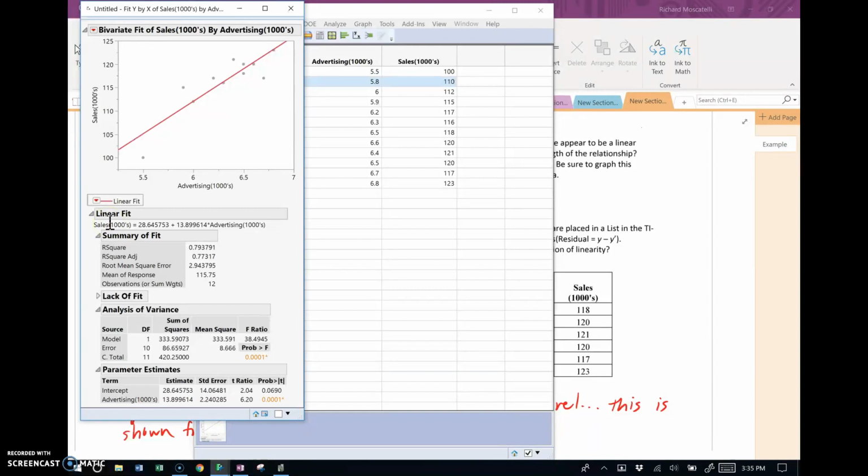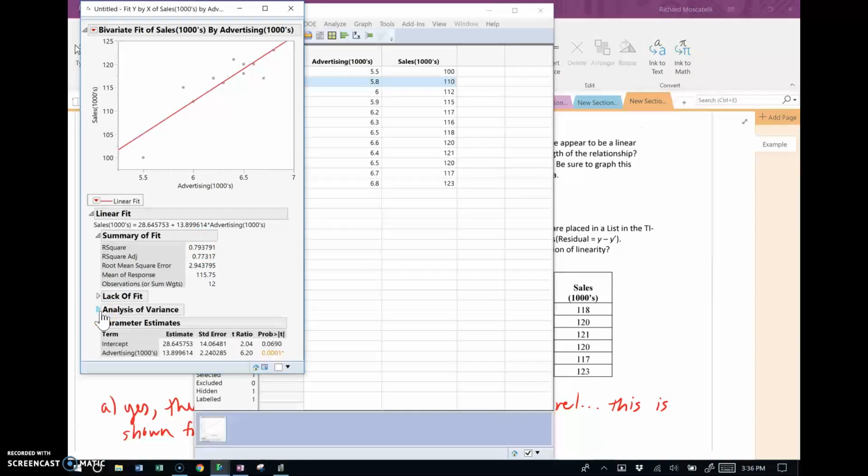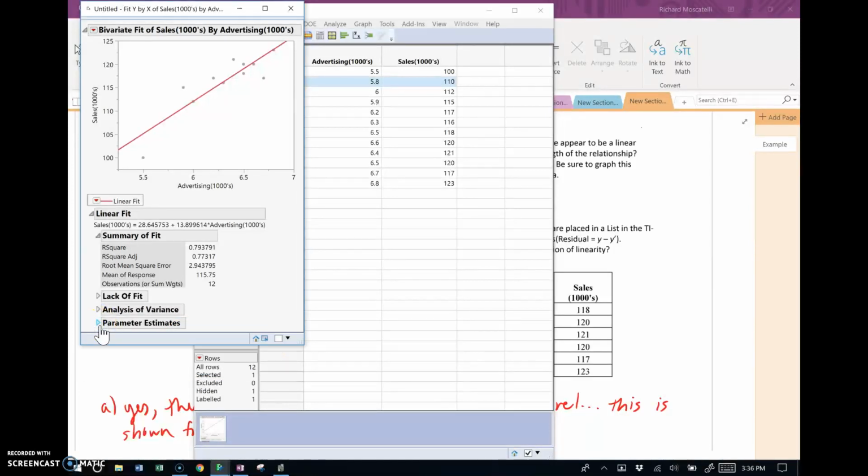All right, so there you have it. Now, what else does it give us? It gives us the coefficient of determination, which is called r squared. That's about 79%, as you can see. It gives us an analysis of variance, which is going to be covered later on. And this is estimates for parameters. That's for the confidence interval. That's actually for next week. So right now, what I'm really interested in is the linear fit.